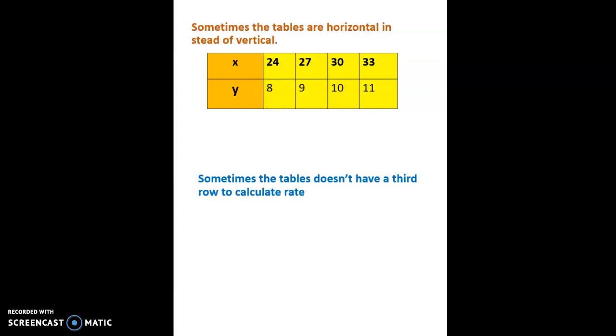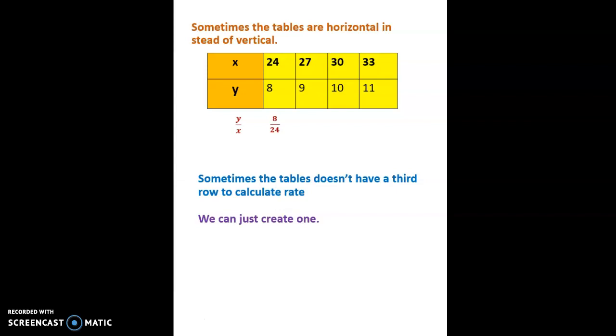Sometimes the table does not have a third row, and I mentioned that in our first lesson. If there's no third row, you can just create one. And remember, our third row is our y over our x. So let's set up our fractions. Think about what the first fraction would be. Hint, would it be 24 over 8, or would it be 8 over 24?